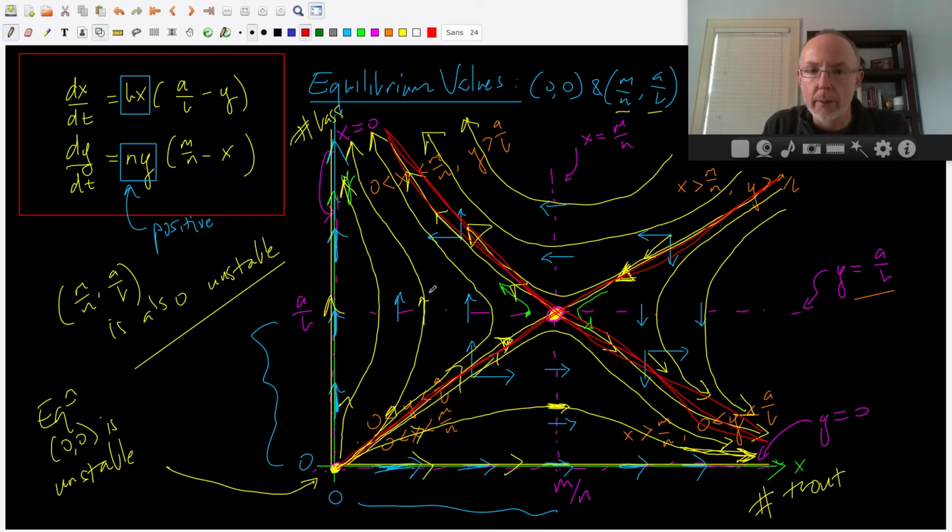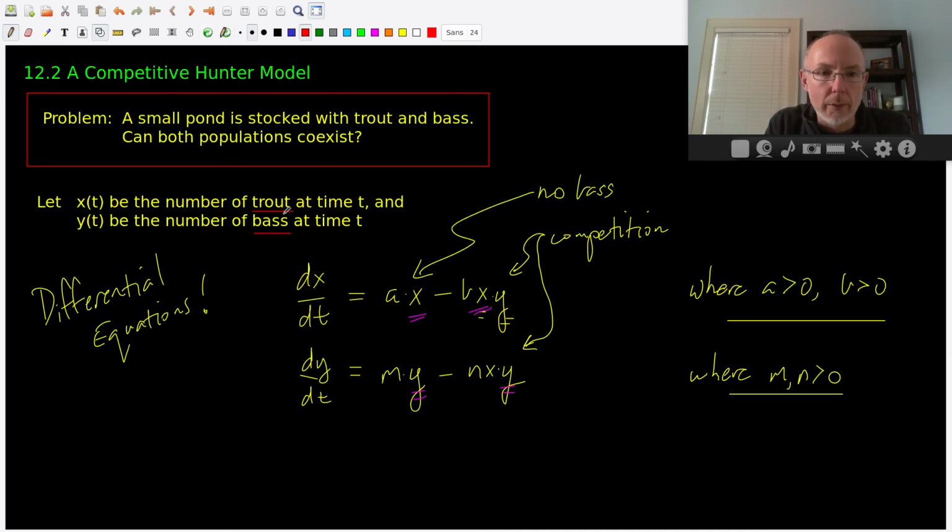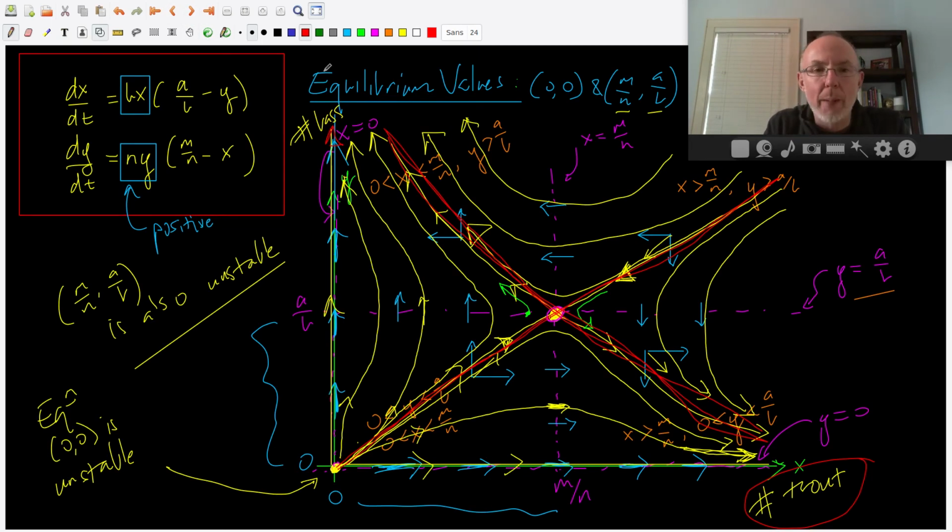If I'm in this region, then eventually all my trajectories are leading me up to this axis. They're all going up, and they're all going to asymptote upwards, because I can never cross the line x equals 0. So they're all going to asymptote up towards the y-axis up here, which means the x value is going to 0, which means the number of trout is going to 0. Let me just check. The y-axis is the number of bass. So as we head up the y-axis, the number of bass goes to infinity. So if I start in this region, the trout die out and the bass take over.